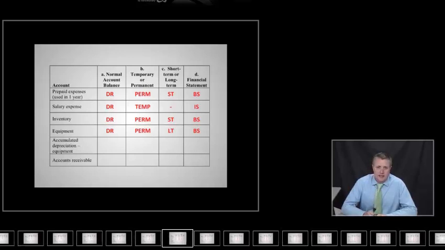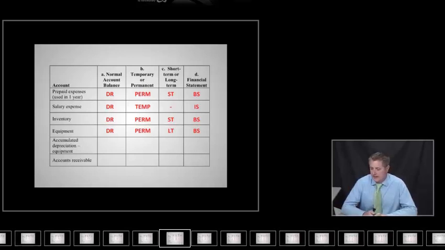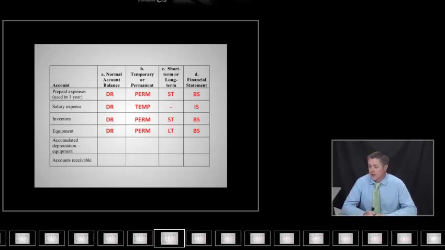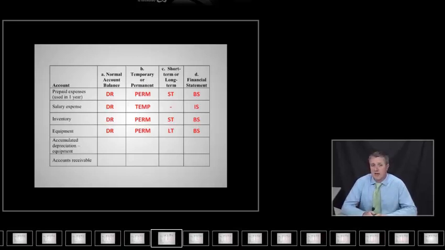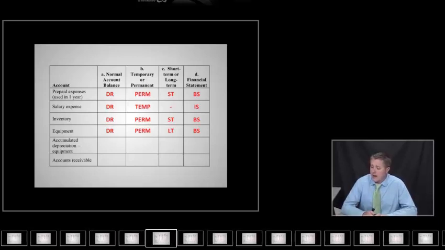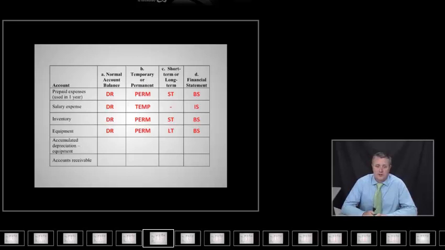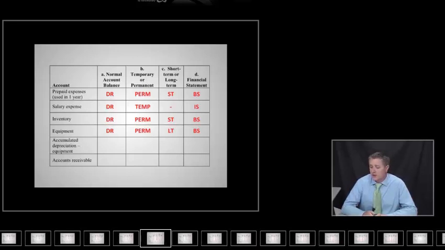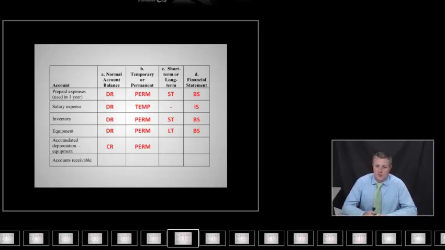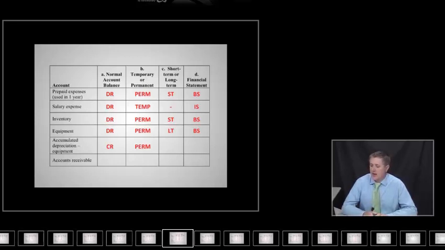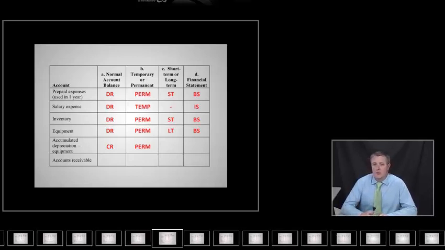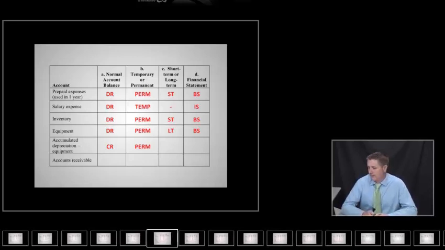Accumulated depreciation is a contra asset account, and it's a contra account specifically, in this case, to equipment. So the contra account is going to have the opposite normal balance. So in this case, the normal balance for accumulated depreciation related to equipment is going to be a credit balance. It's also going to be a permanent account. Okay, it gets reported on the balance sheet, and the term accumulated should give you a hint that we would never close out this account.